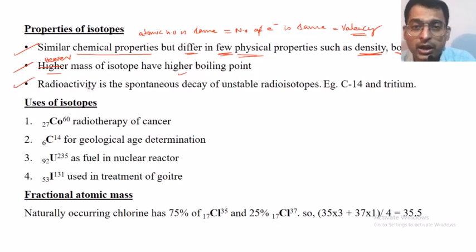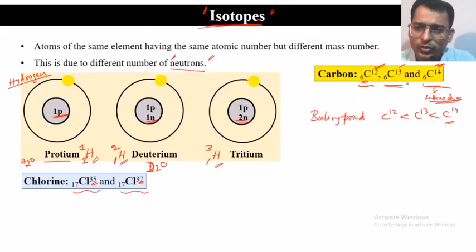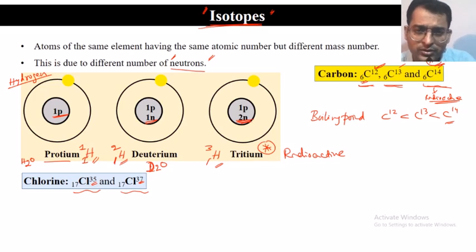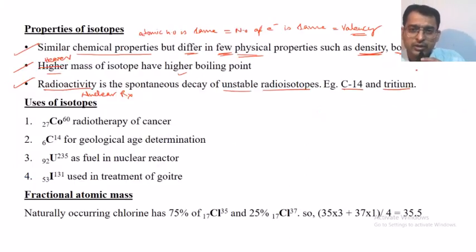Radioactivity is not a chemical reaction. It is a nuclear reaction. Correct? It is a nuclear reaction. So radioactivity is the spontaneous decay of an unstable radioisotope. Okay, for example, C14 and tritium. Both of these are radioactive. They have excess of neutrons, they have more neutrons, and therefore they are unstable. So because they are unstable, they will decay spontaneously to give out the radioactive rays.